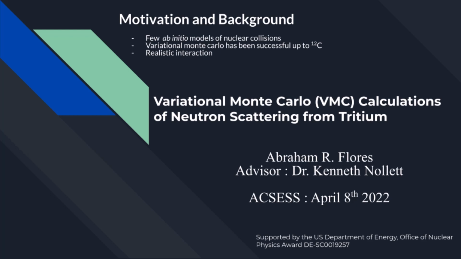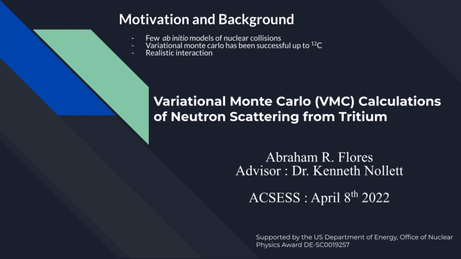Today I'll be giving you a brief tour of variational Monte Carlo calculations of neutron scattering from tritium. Few people have attempted to compute ab initio models of nuclear collisions. This is mostly due to the fact that it is quite computationally intensive. The vast majority of ab initio computations have been calculations of bound states, because those have the easiest boundary conditions.